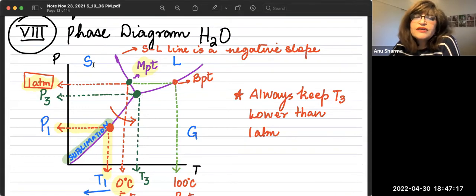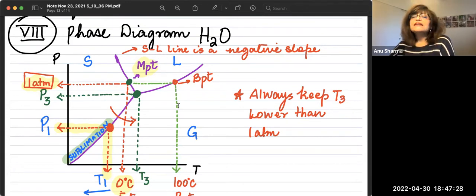Melting is going from a solid to a liquid state. Boiling is going from a liquid to a gaseous state. This whole area belongs to solid, this whole area belongs to liquid, and this whole area is the gaseous state.